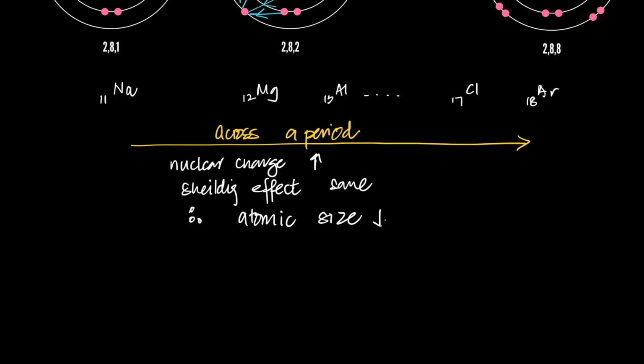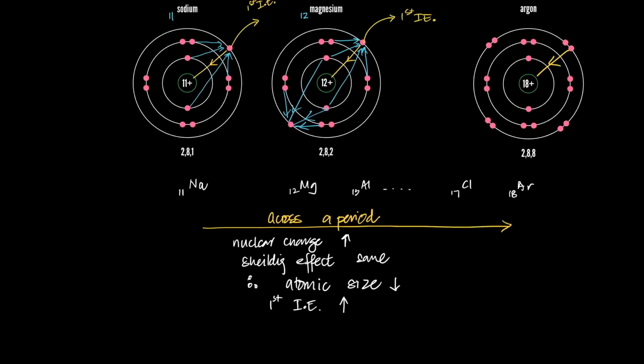So that decreases. And first ionization energy increases across a period. So the guy at the end requires the most energy to be lost, and the guy at the end is the smallest. And let me zoom out to give you the big picture right here.